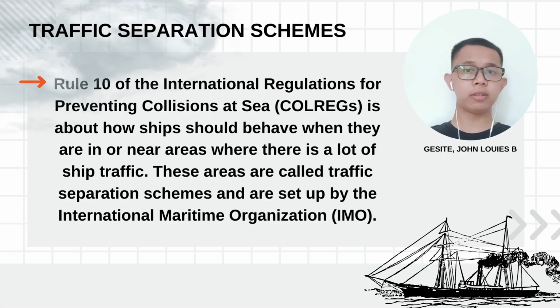Rule 10 provides specific guidance on how vessels should navigate within the schemes, including requirements for safe speed, avoiding crossing traffic lanes, and using appropriate sound and light signals. By following Rule 10 and adhering to the guidelines set forth in the traffic separation schemes, ships can help ensure the safety of all vessels at sea.